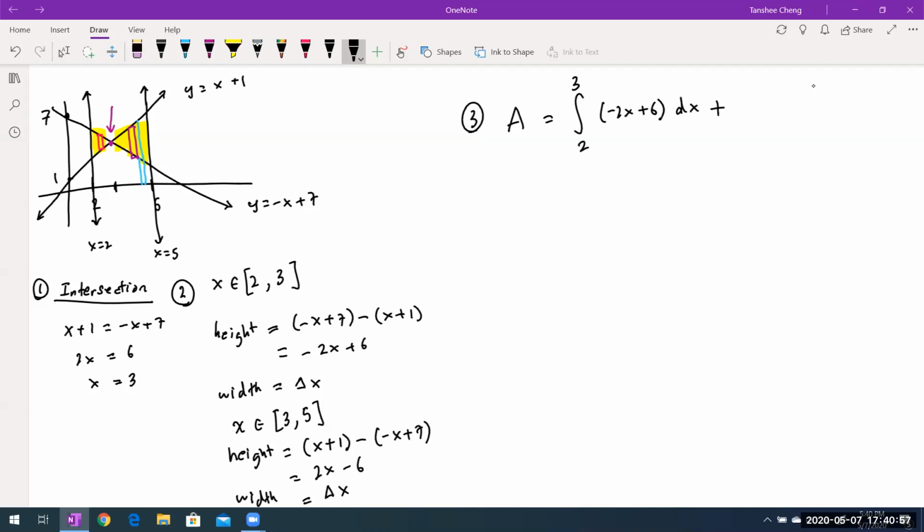So that will help us get the second integral representing the area of the second triangle, from 3 to 5. My height will be 2x minus 6, and the width delta x, which is dx. And if we evaluate this integral, that will give us the area of this region. Let's do that.